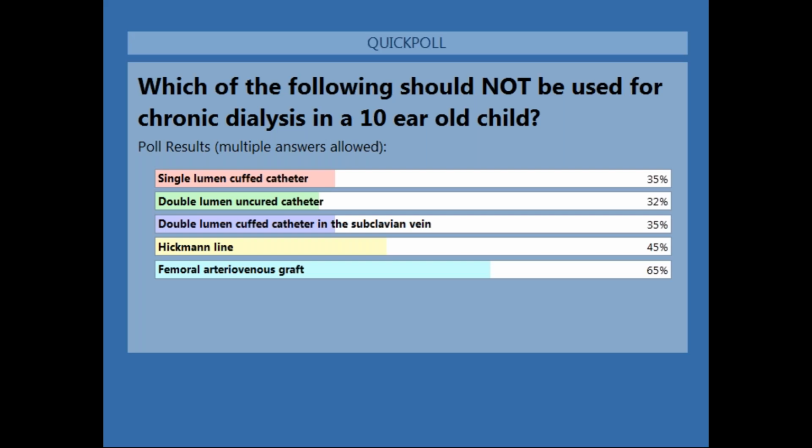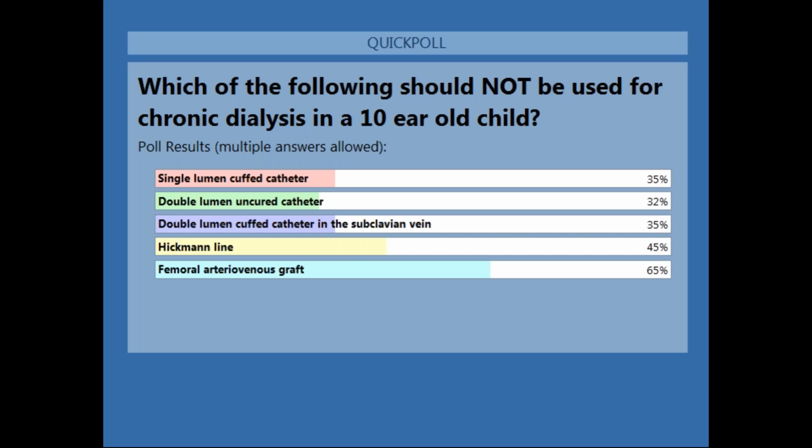What we can see here is that none of these lines should be used for chronic dialysis at all. Clearly, a single lumen catheter is not ideal. An uncuffed catheter is not ideal. A double lumen cuffed catheter is a good idea, but not in the subclavian vein, because subclavian vein lines are associated with the highest risk of stenosis, and therefore you compromise your future vascular access.